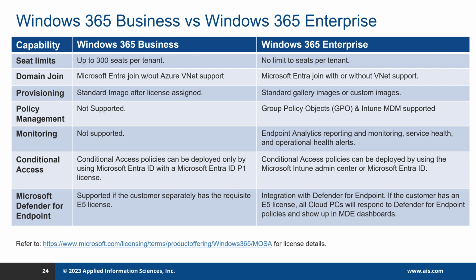In Windows 365 for Business, conditional access can be deployed only using Microsoft Entra ID with the P1 license. And with 365 for Enterprise, you can use the Intune Admin Center or Microsoft Entra ID. And Microsoft Defender on the 365 for Business is supported if the customer separately has the required E5 license. And with 365 for Enterprise, all cloud PCs will respond to Defender for Endpoint and show up in MDE dashboards with that E5 license.